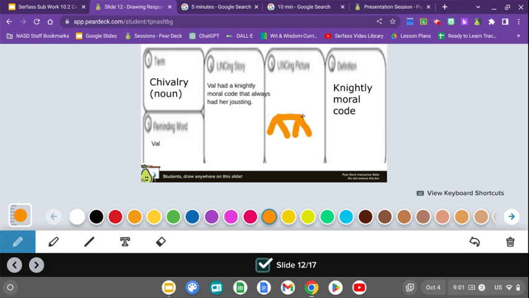And then I'm going to draw the horse's head, right? And then on top of the horse, I'm going to draw Val. And she's astride the horse. There we are. Astride the horse, and she's got her lance. And she has beautiful blonde hair.